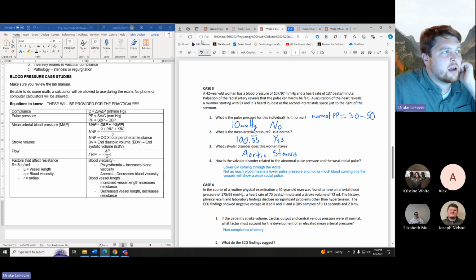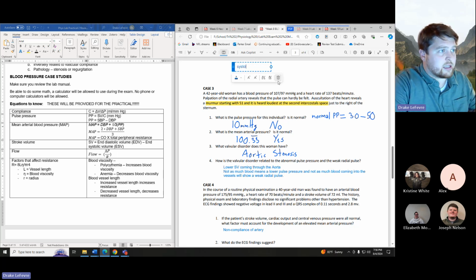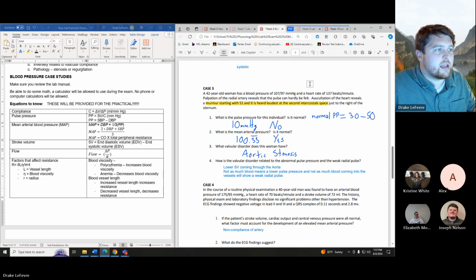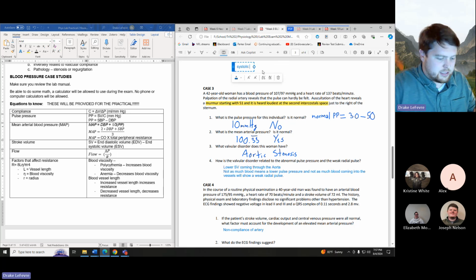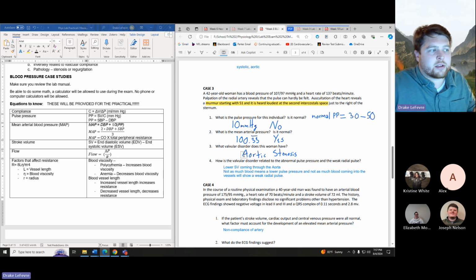Here's one. Auscultation of the heart reveals a murmur starting at S1 and is heard loudest at the second intercostal space. Starting with S1, we need to stop. We think, okay, the S1 heart sound, what is that? That's the closing of the AV valves. So this is a systolic murmur. Second intercostal space, just to the right of the sternum, that's the aortic valve. That's going to be aortic stenosis.